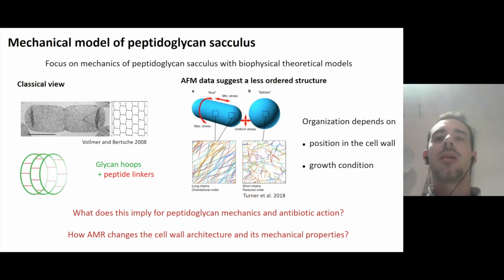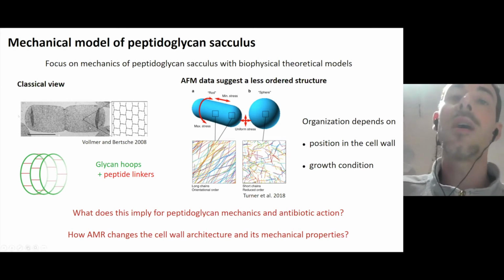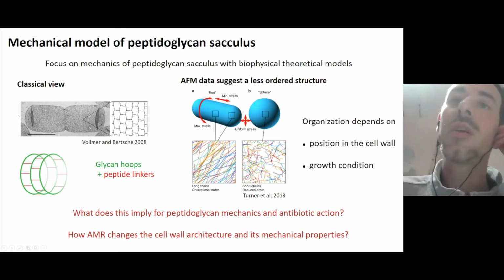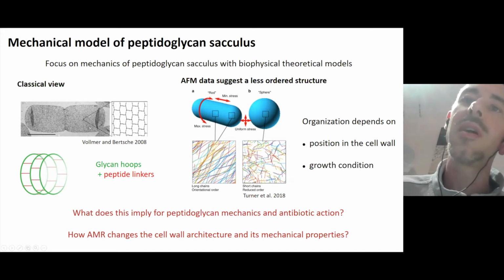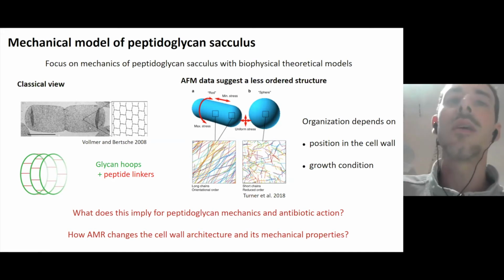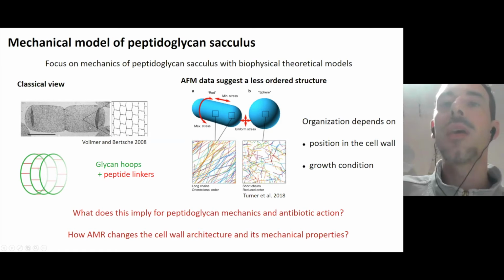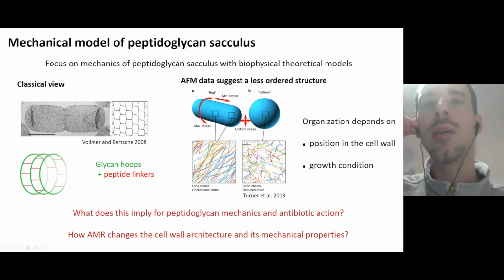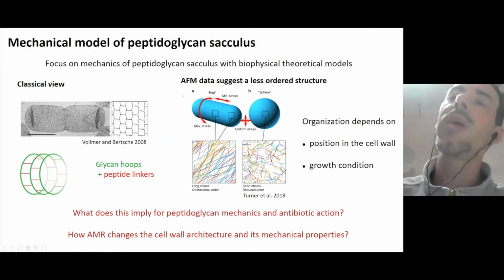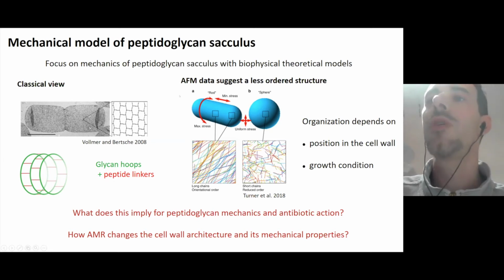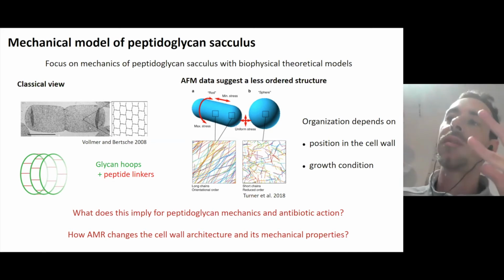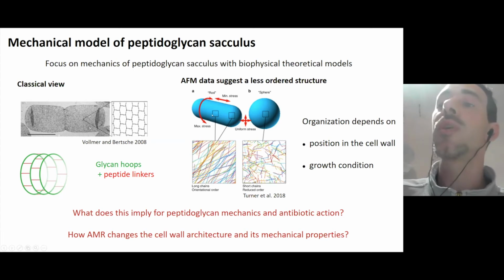The classical view of the VPG sacculus is that it is a well-ordered structure, as you see in the first picture, where glycans are organized in hoops, as you see in green, and they are connected by peptide linkers in red. While from the AFM data, as Abby already suggested, we have a different kind of picture. The organization is not so ordered, but depends both on the position in the cell wall, whether you are in the center, the cylindrical part, or in the poles, and also on the growth condition.